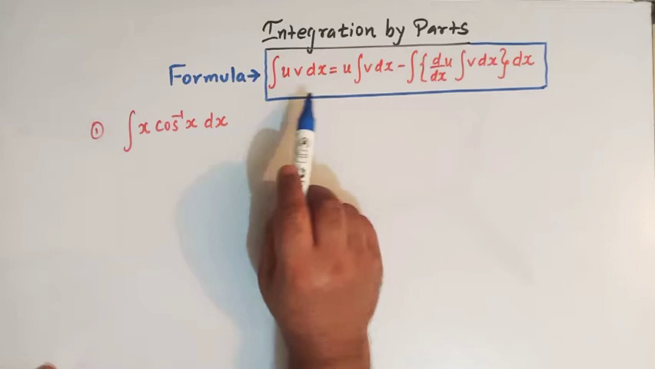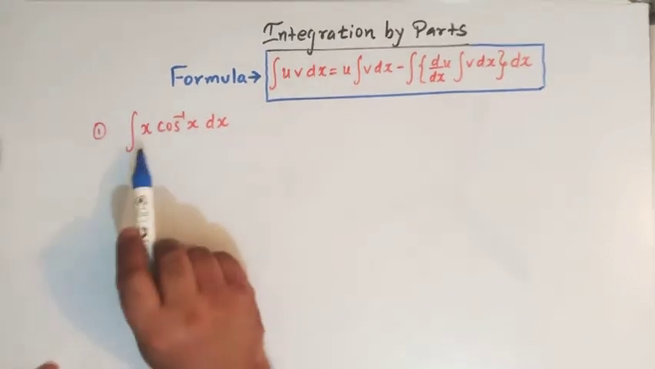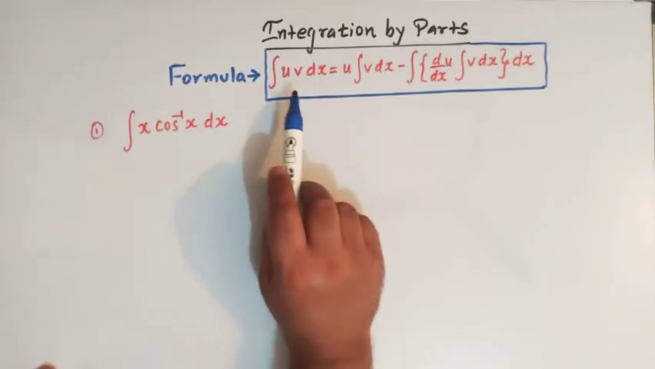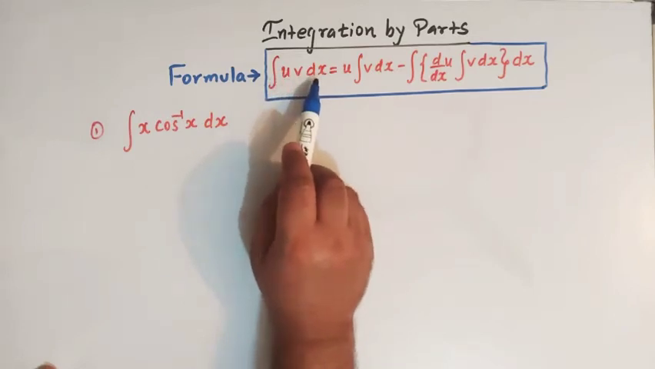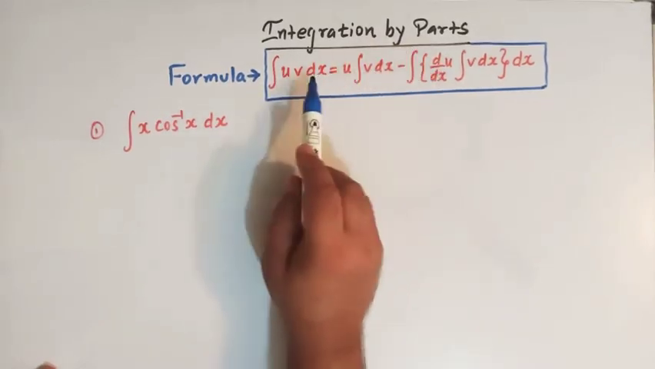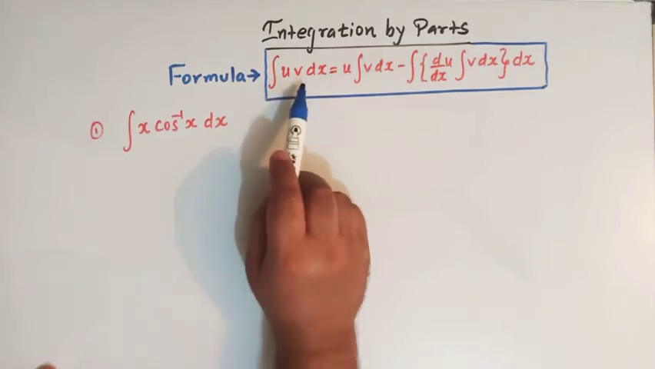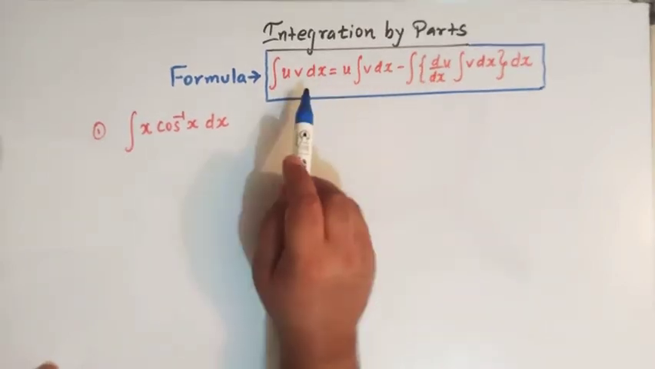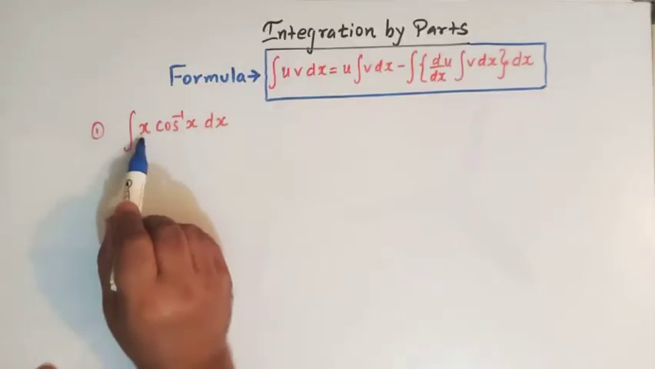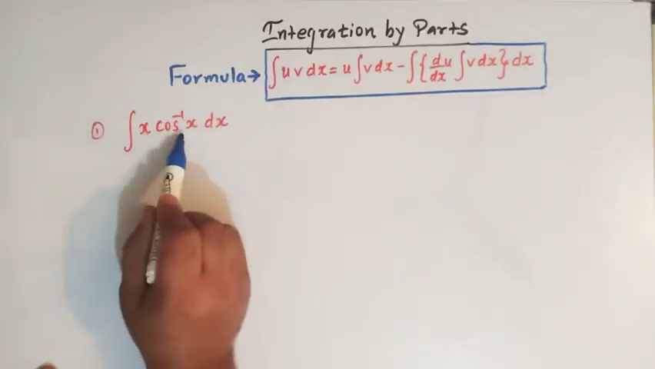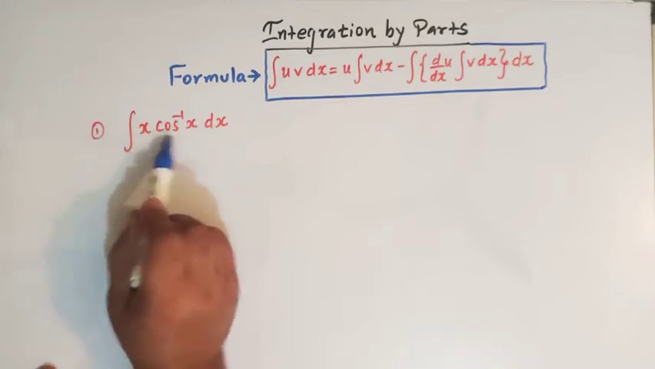So the formula for doing these problems is written here. Here u and v are two functions of x, and the formula for integration by parts is written here, and it is used for integrating the product of two functions, right? So let us take the first problem.